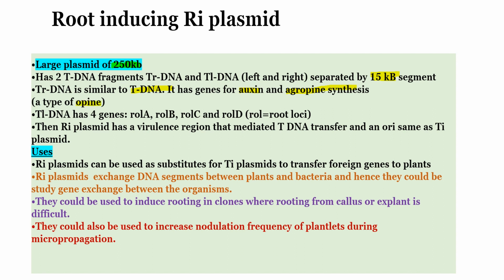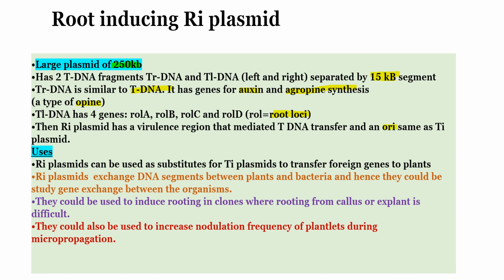Now TL-DNA has 4 genes, rolA, B, C and D, and it is for the root loci. So where exactly it is going to infect the root is determined by the TL region. Then the Ri plasmid has a vir region that mediates the transfer of T-DNA and an origin of replication, same as the Ti plasmid.